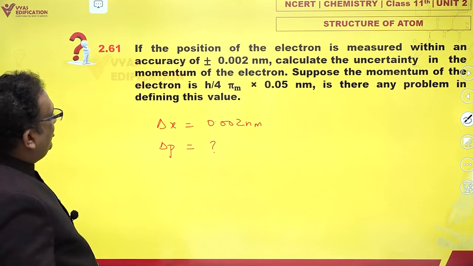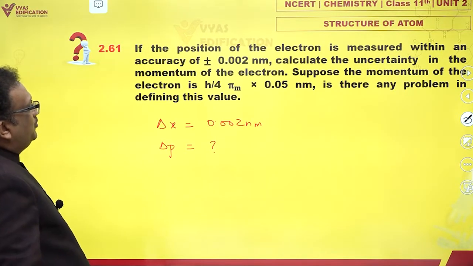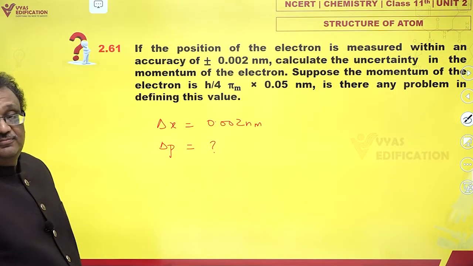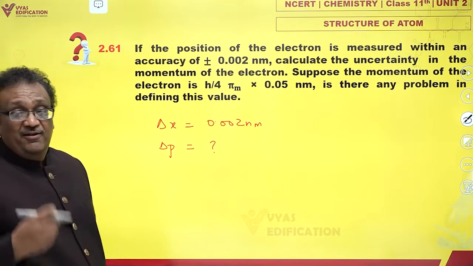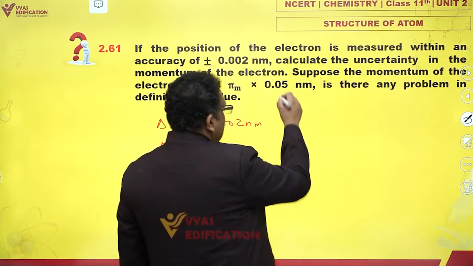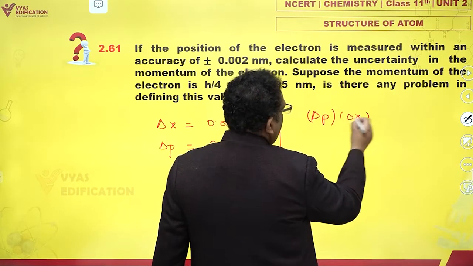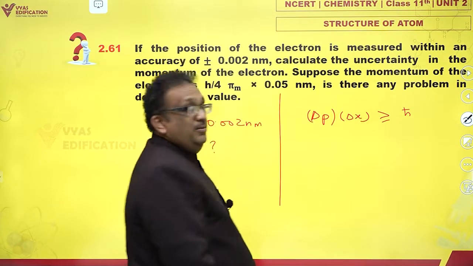Suppose the momentum of the electron is h by 4 pi into 0.05 nanometers. Is there any problem in defining this value? You remember Heisenberg's principle? Yes. From there we have a formula. What is that? Uncertainty in momentum into uncertainty in position is greater than or equal to h cut by 2.